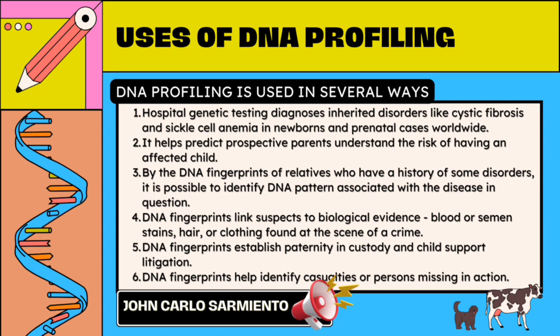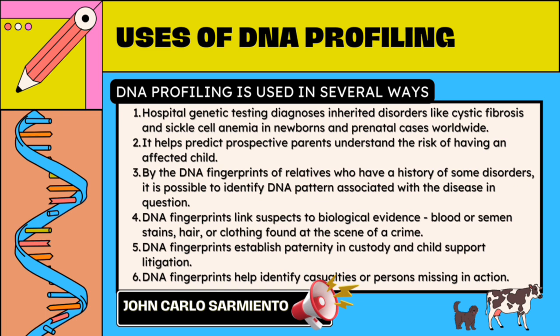Number 1. Hospital genetic testing diagnoses inherited disorders like cystic fibrosis and sickle cell anemia in newborns and prenatal cases worldwide. Number 2. It helps prospective parents understand the risk of having an affected child. Number 3. By using the DNA fingerprints of relatives who have a history of some disorders, it is possible to identify DNA patterns associated with the disease in question.